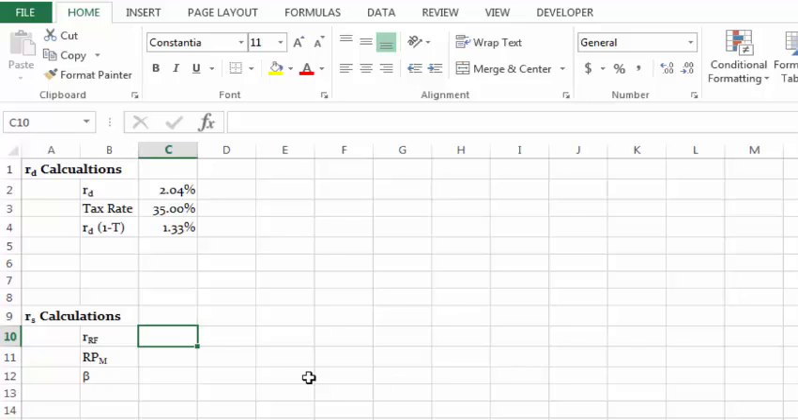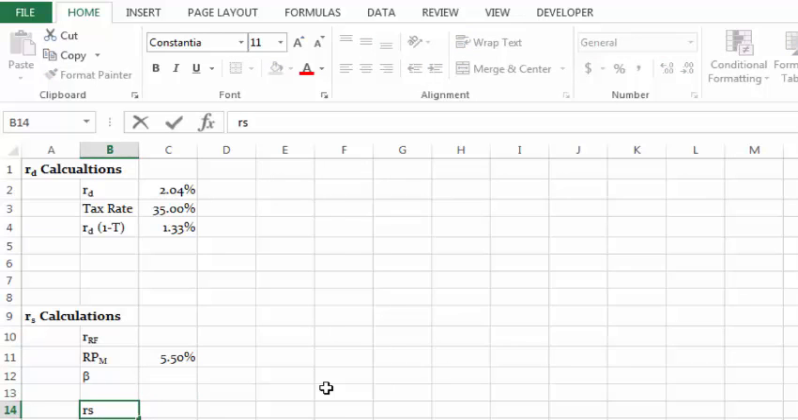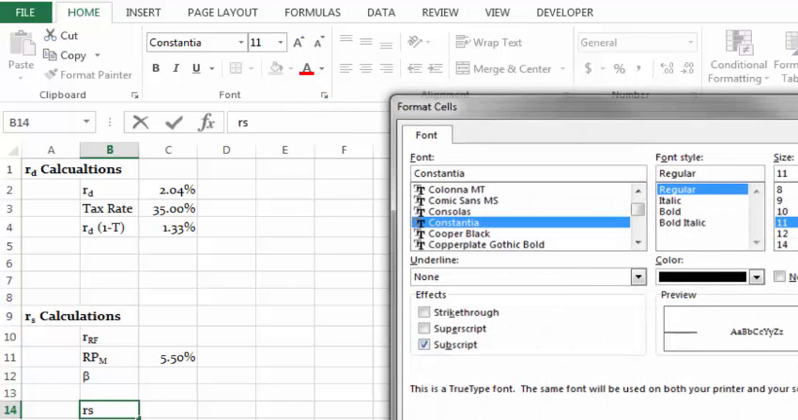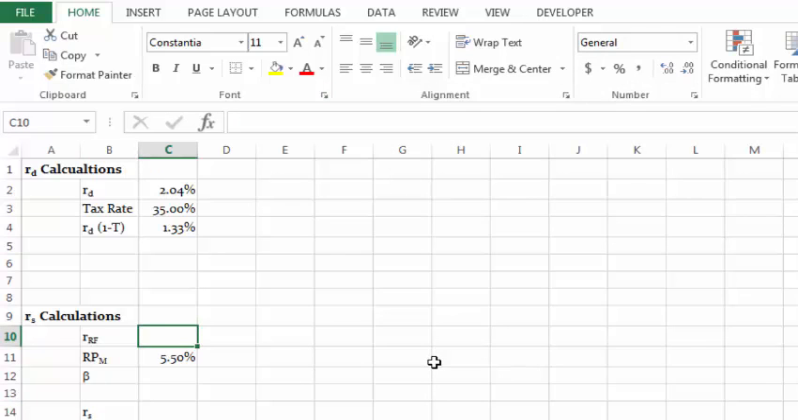So I'm going to look up my R sub RF. My RPM, I'm just going to say 5.50%. And the beta, oh, and then I'm going to end up with R sub S. Forgot that one. So, again, one more subscript. And then I'm going to look up the R sub RF and the beta, and then I'll calculate the R sub S. Okay, so here we go.